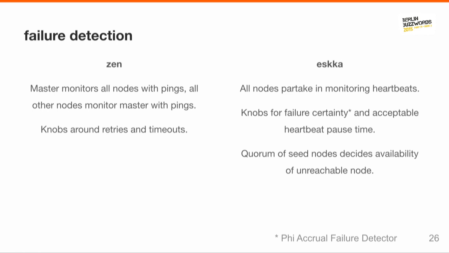And in the case of eskka, the primary responsibility falls with Akka-cluster. And you've got basically every node monitoring a subset of other nodes. There is some randomization there. And we also do something at the eskka level, where we use the seed nodes, which were used in discovery. They're kind of like arbitrators when there is a failure. If Akka-cluster tells us that a node has become unreachable, we get the seed nodes to vote on it by pinging the unreachable node. And if a majority of them say it's unavailable, we decide, OK, the failure is real.